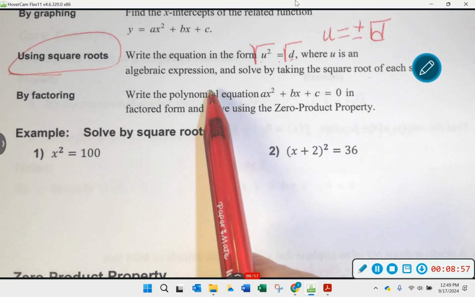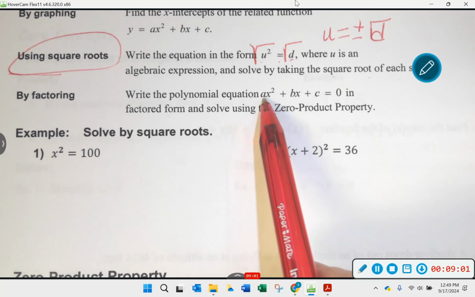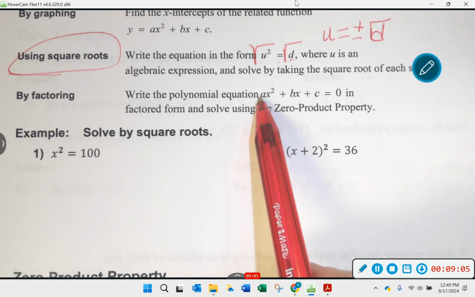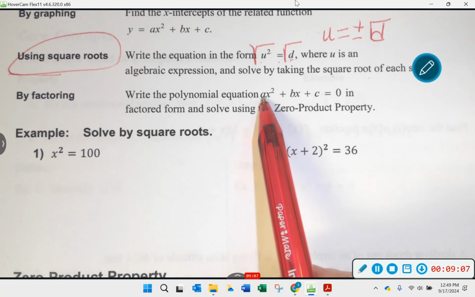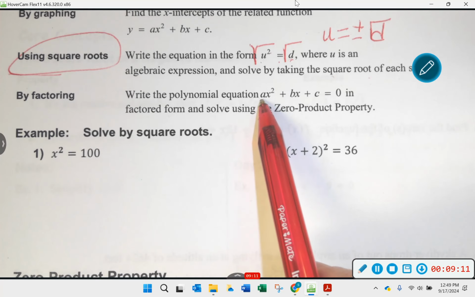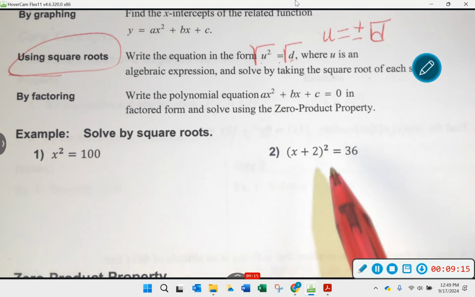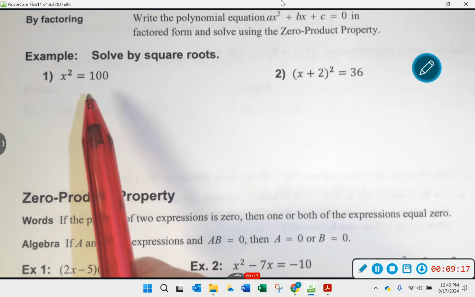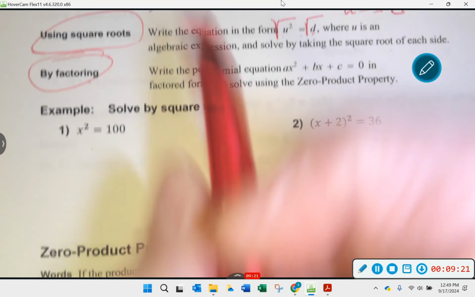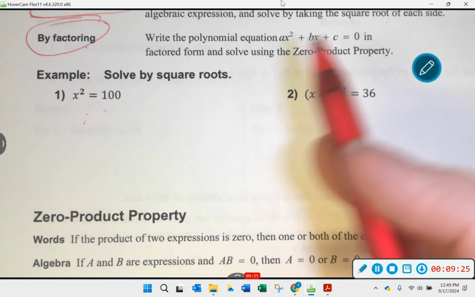I can also solve by factoring, and I'm going to show you a shortcut way for doing this as long as the a does not equal something other than 1. If a is equal to 1, I have a really quick way to factor, but if a is something other than 1, then it doesn't work as well, and I'll show you another method for that later on. So as I said, we're going to be using square roots and factoring. We're going to solve this one by square roots. So go ahead and do that.